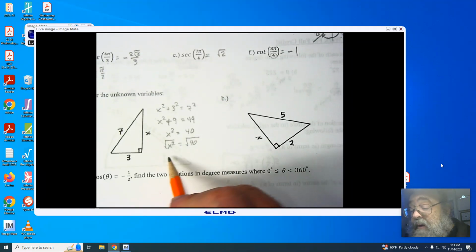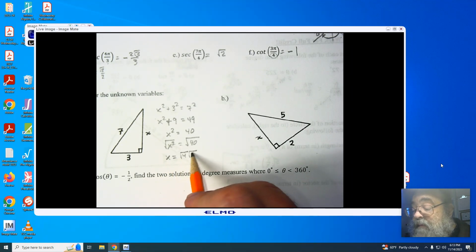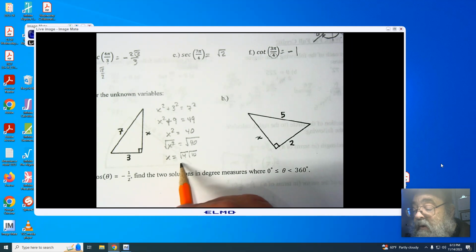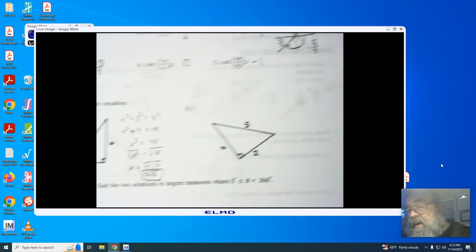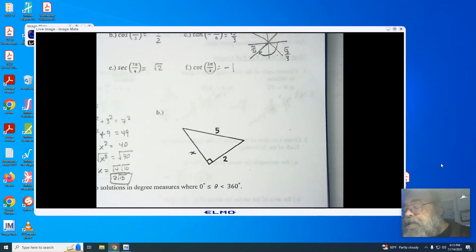Now, I do expect you to break down that 40 into the square root of 4 times the square root of 10, which is going to give you 2 root 10. This is the answer we're looking for. Please be aware they will always be positive ratios.